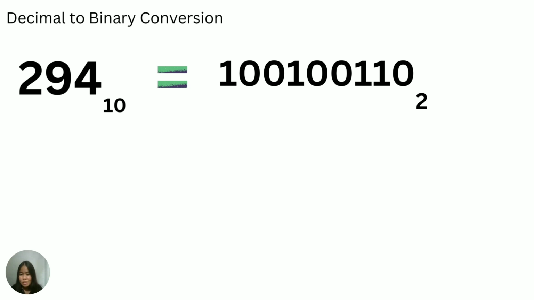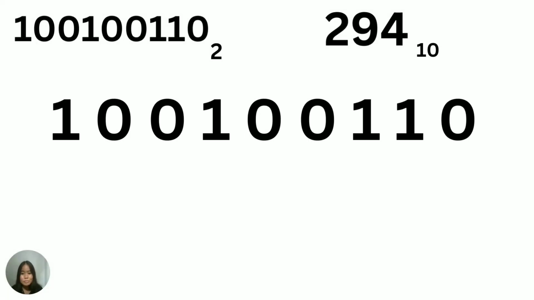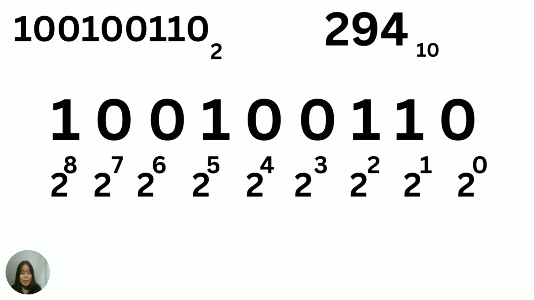And in case we wanted to check if 100100110 base 2 is the correct binary value of the given decimal number, we can check if our conversion process has been done accurately and successfully. In order for us to do so, we take the binary value and apply the binary rule, which is 2 to the power of 0, 2 to the power of 1, 2 to the power of 2, 2 to the power of 3, and so on.